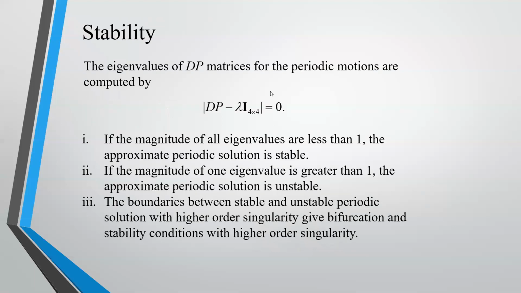Then we compute the eigenvalues of the dp matrix for the periodic motions in this way; it's a 4x4 matrix. If the magnitude of all eigenvalues is less than 1, the periodic solution is stable. If the magnitude of one eigenvalue is greater than 1, we say it's unstable. There are also boundaries between stable and unstable periodic solutions with high order singularity. This gives bifurcation, and also stability conditions with high order singularity.